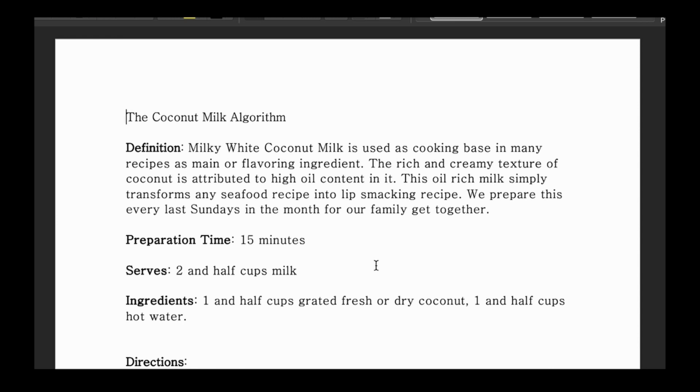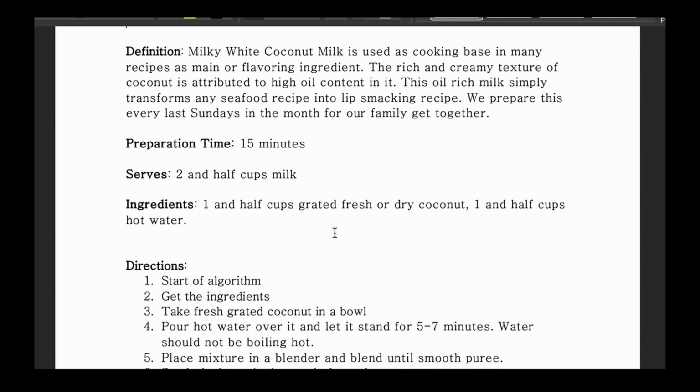Milky white coconut milk is used as a cooking base in many recipes as a main or flavoring ingredient. The rich and creamy texture of coconut is attributed to its high oil content. This oil-rich milk simply transforms any seafood recipe into a lip-smacking recipe. We prepare this every last Sunday of the month for our family get-together. Now, the preparation time usually takes 15 minutes, and by the end, you will be able to serve 2.5 cups of milk. The ingredients used are 1.5 cups grated fresh or dry coconut and 1.5 cups hot water.